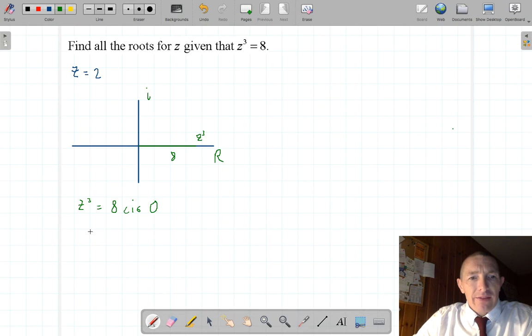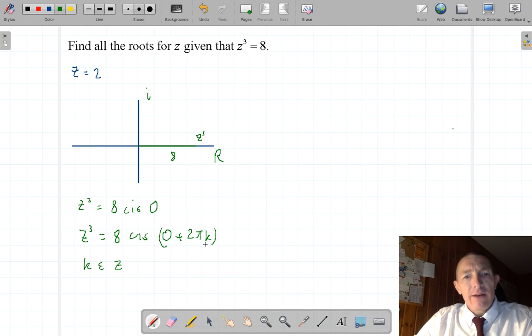Next, I want to think about there being infinite solutions to that, which is to write that as 0 plus 2 pi k, where k is an integer. So all that's saying is that I can have 0, I can have 2 pi, I can have 4 pi. So that's that whole thing being rewritten just with the argument always going around circular.